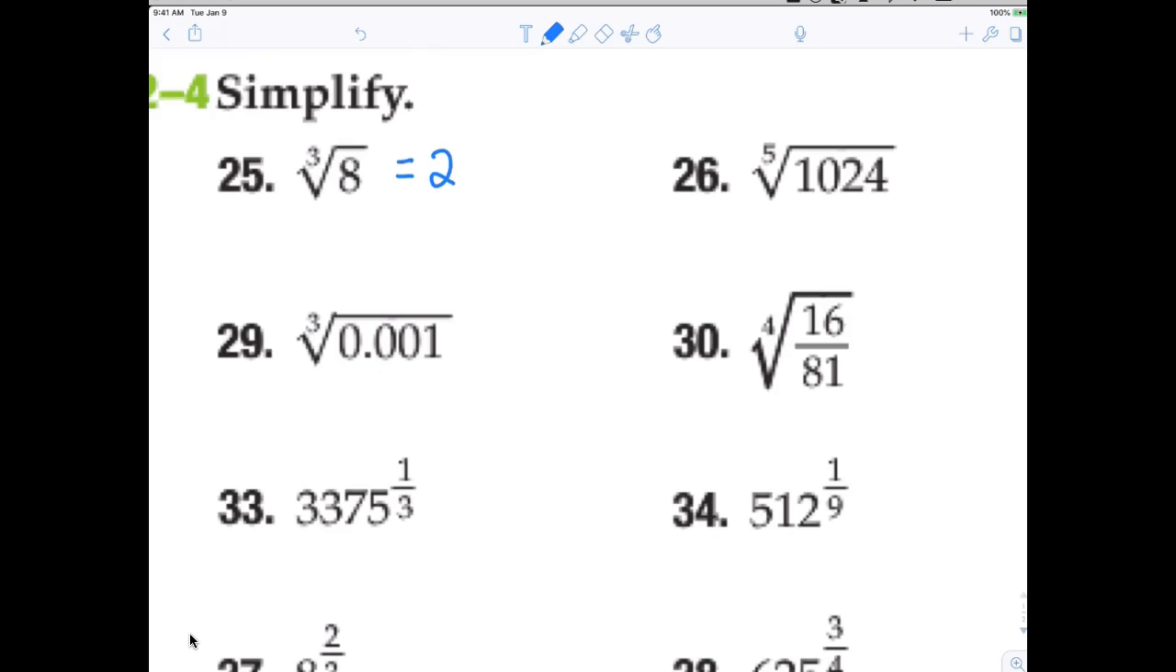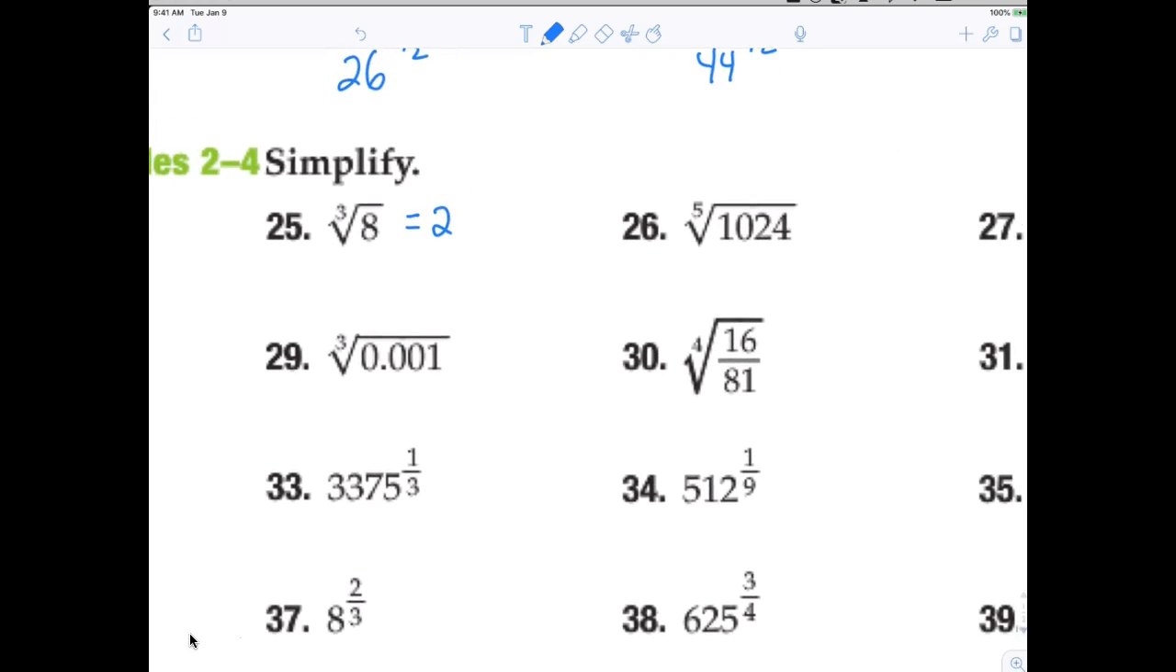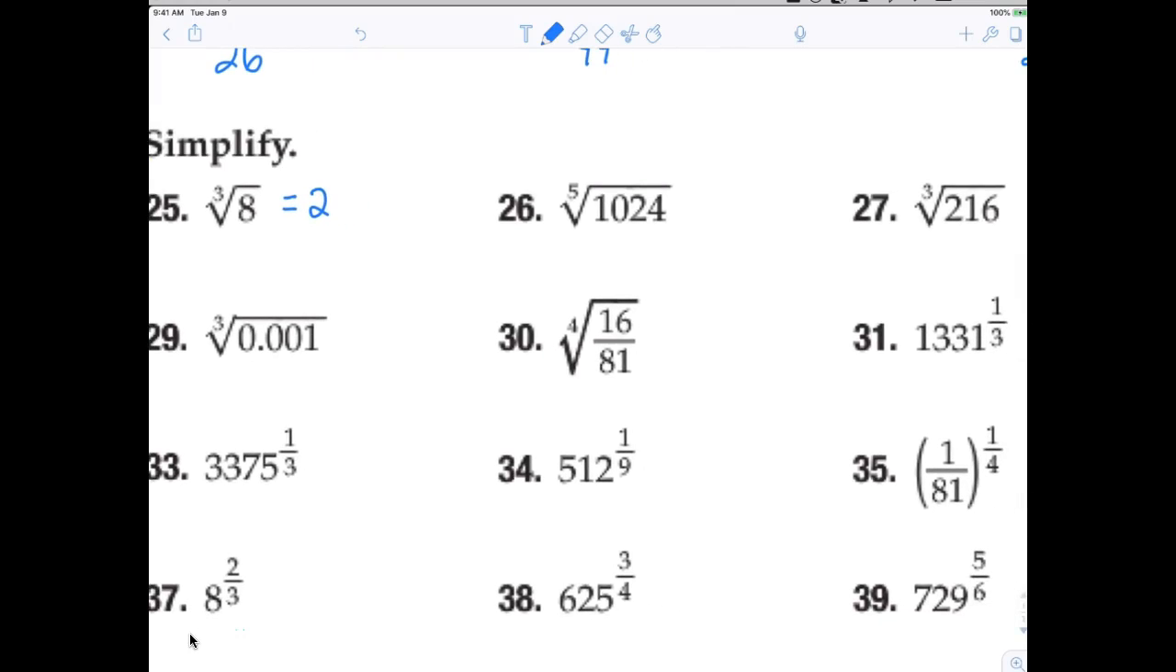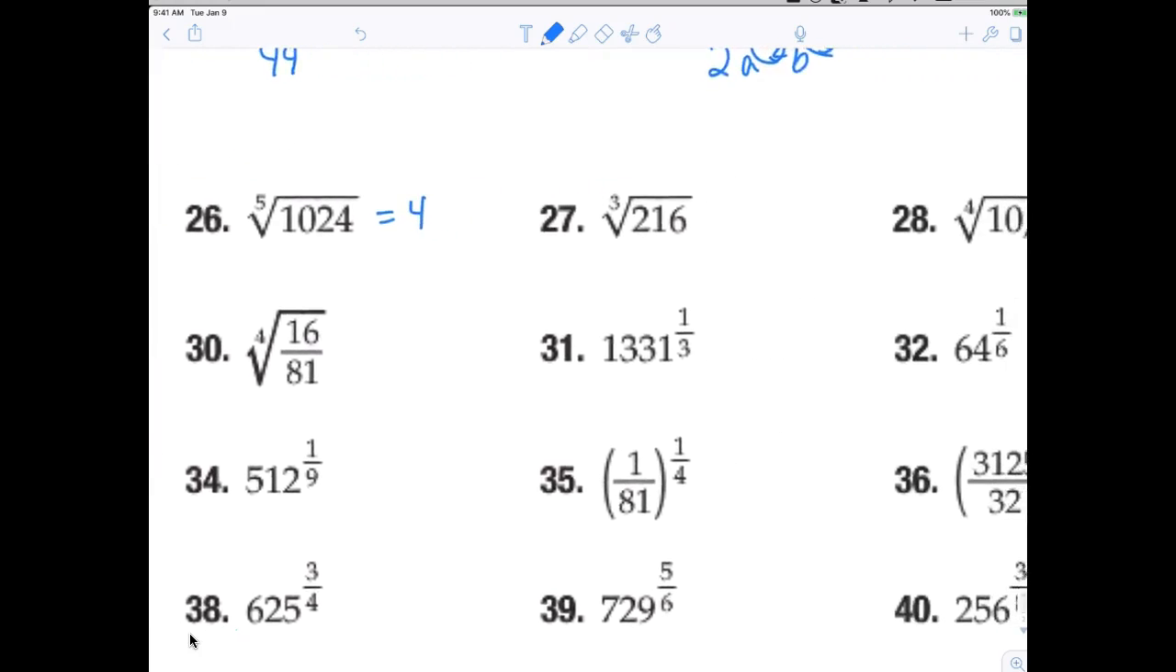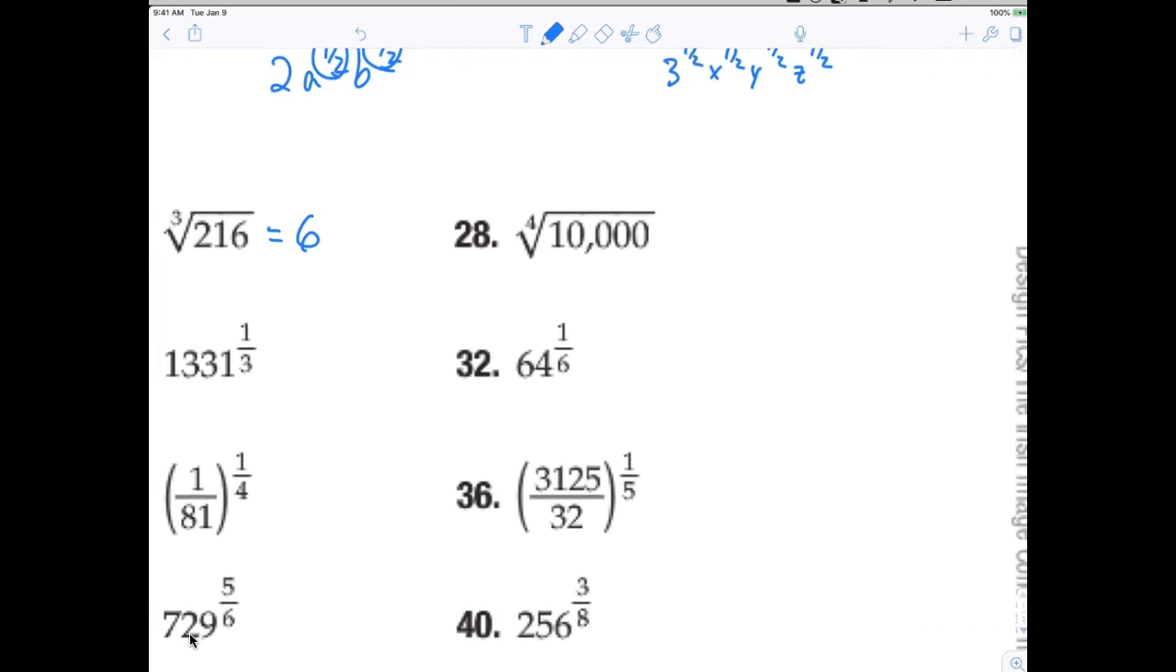Okay, number 26. 26 is 4. That is correct. All right. 27. Here we go, Caroline. Which is what? That would be 6. That is correct. All right. 28. You're up, Abby.